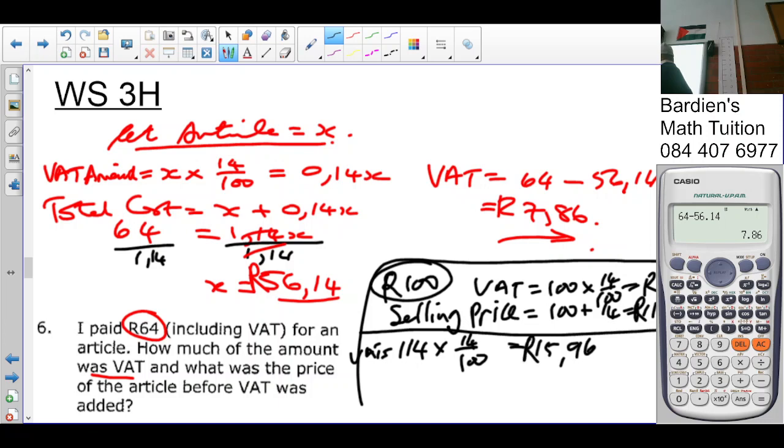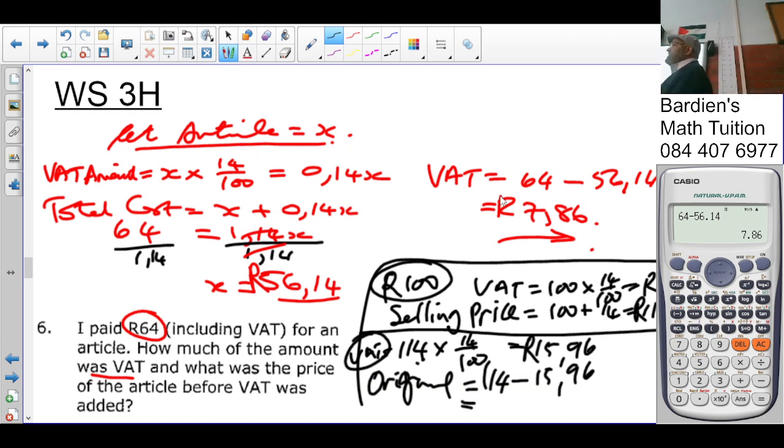15,96 rand. So what's the original price according to you guys? It's going to be 114 minus 15,96. Are we getting 100 then? 98,04. So is that correct? No. But let's check if I'm incorrect.